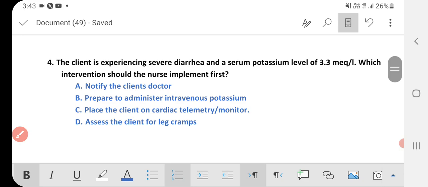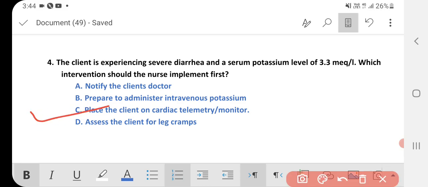Fourth, the client is experiencing severe diarrhea and serum potassium level is 3.3 mEq. Which intervention should the nurse implement first? A, notify the client's doctor; B, prepare to administer intravenous potassium; C, place the client on cardiac telemetry monitor; D, assess the client for leg cramps. So the right answer will be to place the client on cardiac telemetry monitor. C is the correct option.